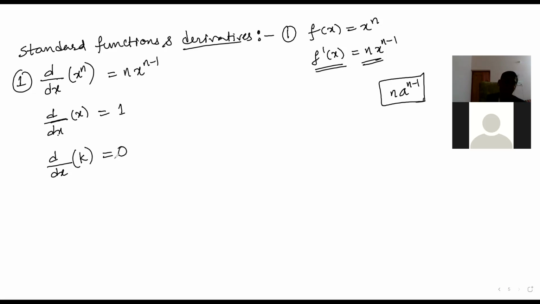Yes. Slope, actually. For a constant, the slope will not change. So that's good. Okay, right. So this we will see first.